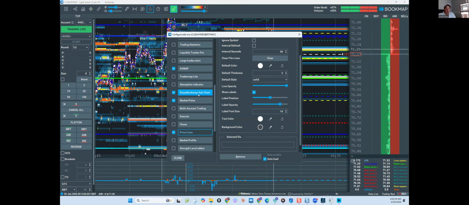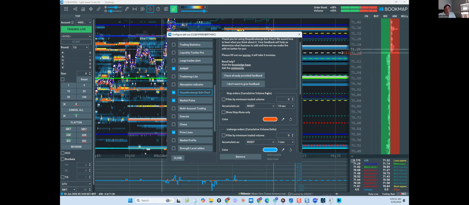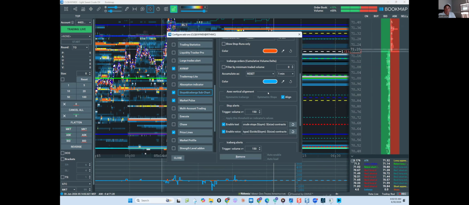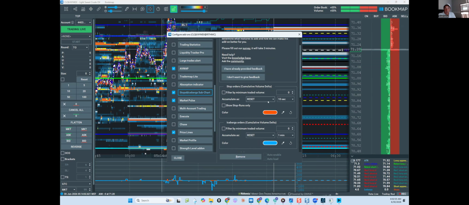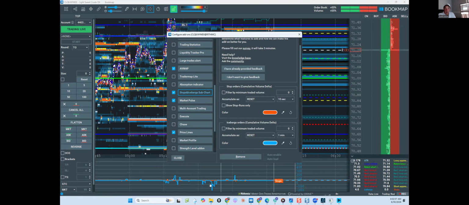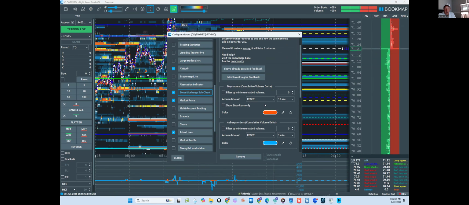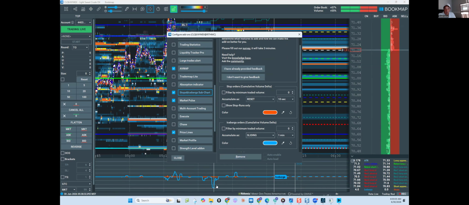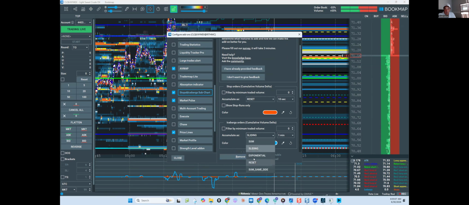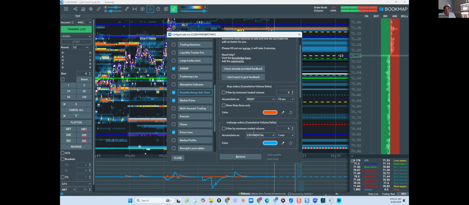If you're in the sub chart here, I have mine on reset mode, so it just basically resets every minute. It's just more clearly defined. You can change this quickly. If I put it on sliding mode, it slides longer, or it's not based on minutes, exponential. So these are different modes you can use.